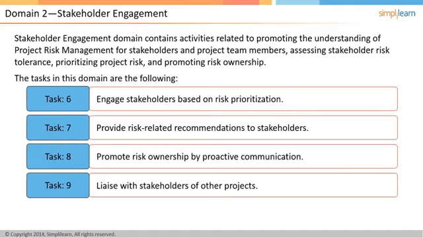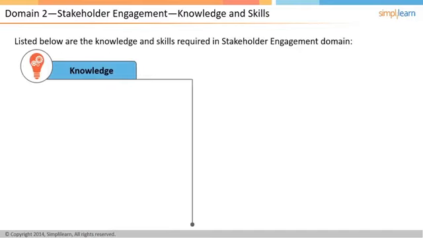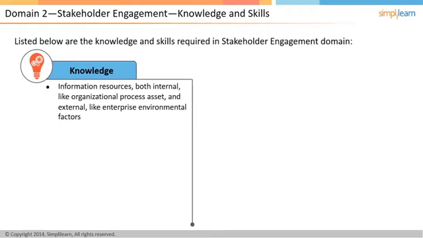In the next screen, let us look at the knowledge and skills required in the Stakeholder Engagement domain. The project manager should have the following knowledge: information resources, both internal, like organizational process assets, and external, like enterprise environmental factors. Project performance information, which helps in distributing to stakeholders. Sensitivity models to assess stakeholder attitudes like risk-seeking, tolerance, and acceptance.